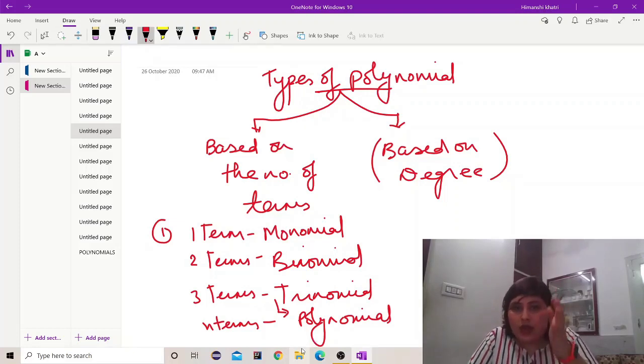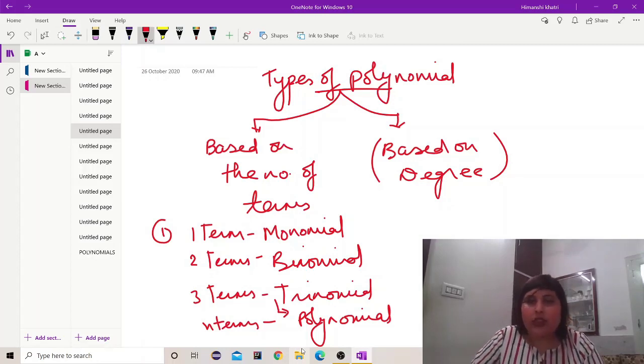So in this way we can do the bifurcation of the types of polynomials in two ways, based on the number of terms and based on degree. If we have one term in an algebraic expression, we'll call it a monomial. 2 terms means binomial. 3 terms means trinomial, and many terms, more than 3, we can call it a polynomial. Clear? Okay, now based on degree. For this we have to understand what we mean by the term degree. So the next terminology here is degree.